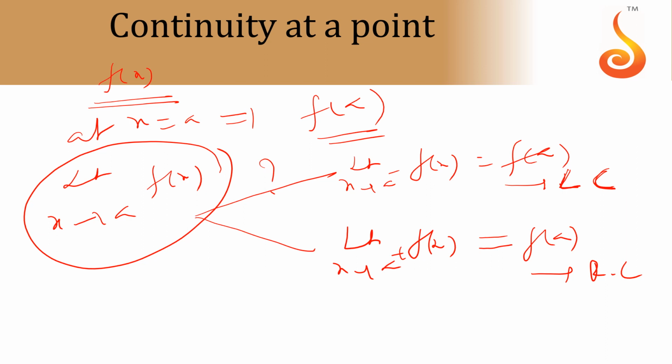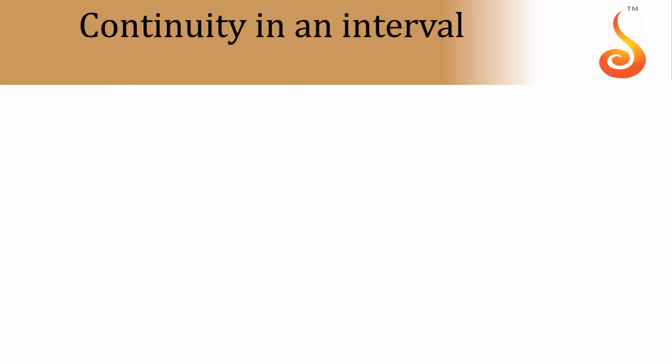So the approaching value and the functional value should be equal. Then only it is continuous. Otherwise it is discontinuous. Generally, discontinuity will be of different forms. Okay, before that, continuity in the interval. See, continuity at a point I discussed.